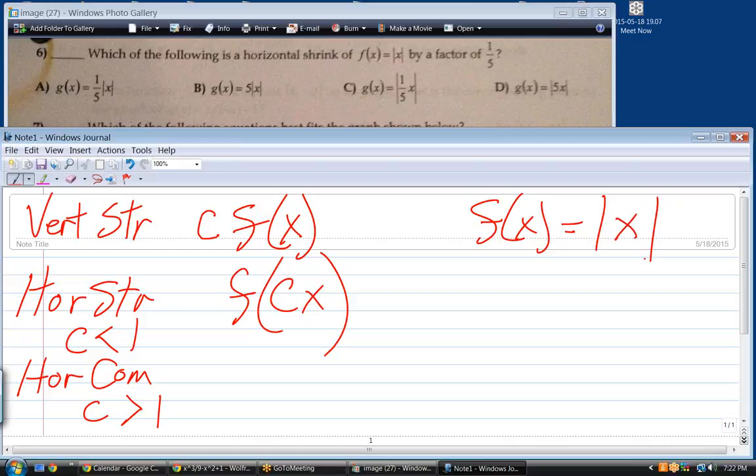Horizontal shrink of the absolute value function by a factor of a 5th. What do I need? F of what? 5x. Good. Which answer is it? D. Correct.